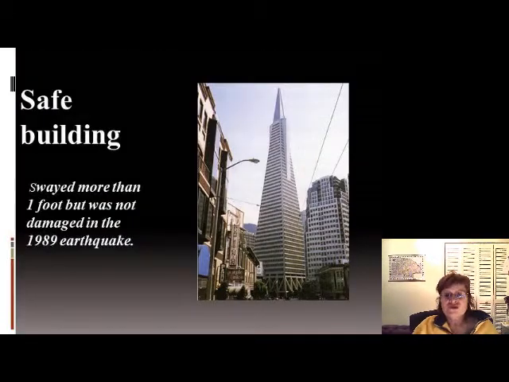And this just shows you a safe building. This pencil-shaped building in San Francisco swayed more than a foot, I think that's how you say it, in the 1989 earthquake, and it didn't get damaged at all.